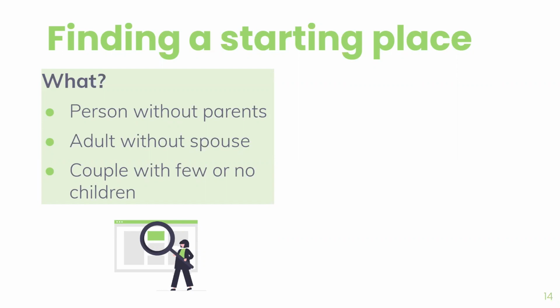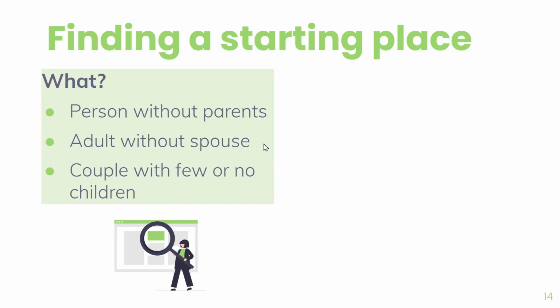But what if you open your tree and it looks super full? What do you do then? Well, there's three things that you can look for to find a place to build your tree. One is to look for people that don't have any parents. Another is to look for adults without spouses.